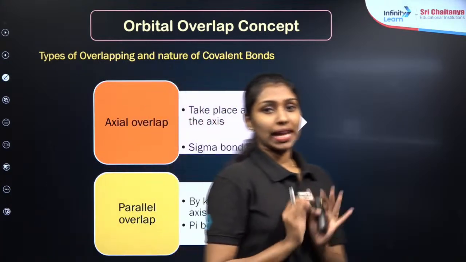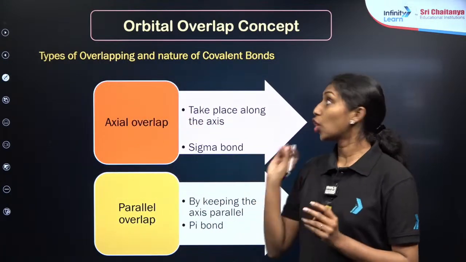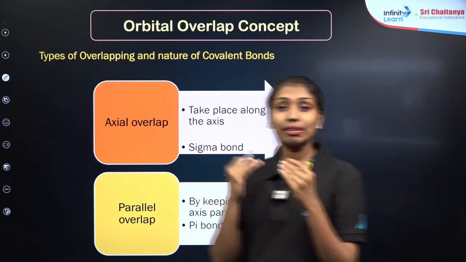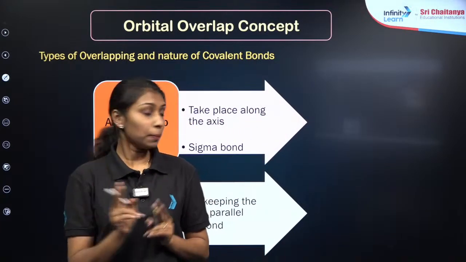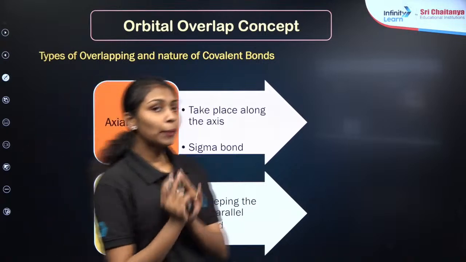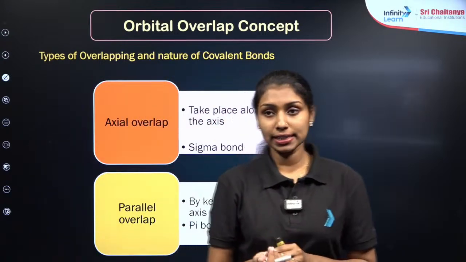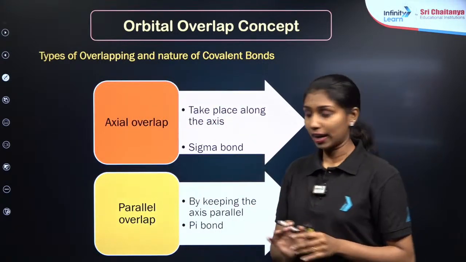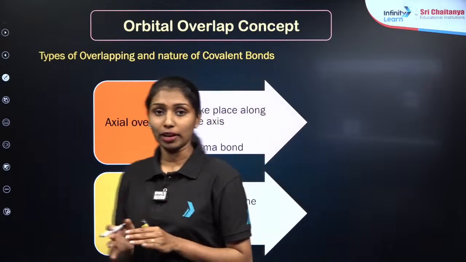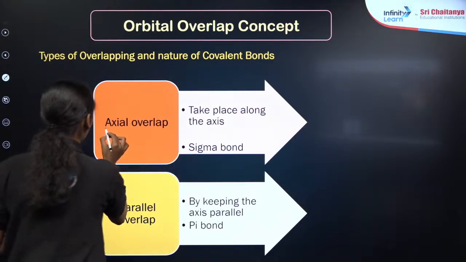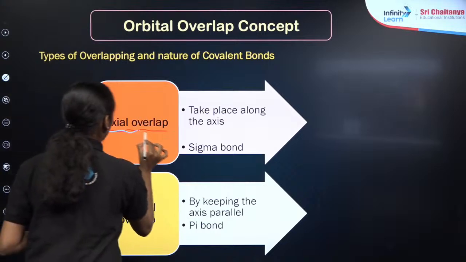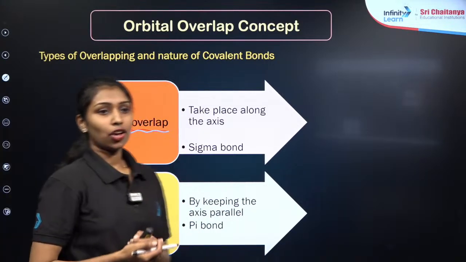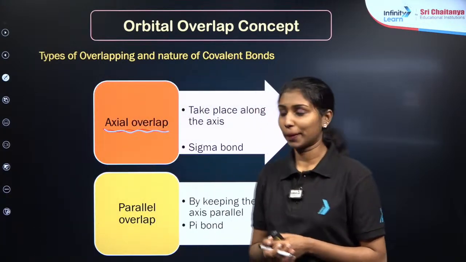Now we are moving to the major part of the VBT, or the orbital overlapping considered. We will be classifying the covalent bonds into two types, that is sigma bond and pi bond, according to the overlapping, right? The first one is the axial overlapping and the second one is the parallel overlapping. What do you mean by axial overlapping? Any idea? Axial overlapping.